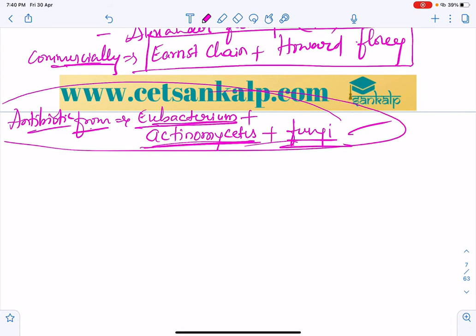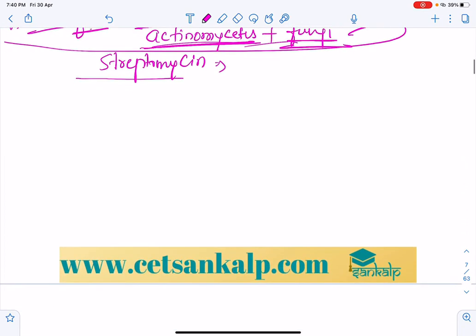So next, these are used against plague, whooping cough, diphtheria, leprosy, and many others. One best example is streptomycin. Streptomycin is used to treat almost all of these very dreaded diseases.